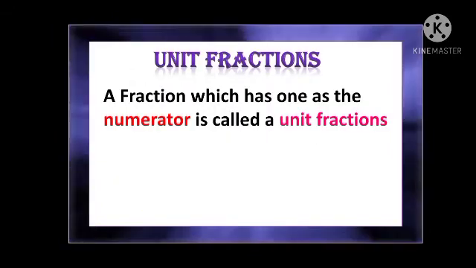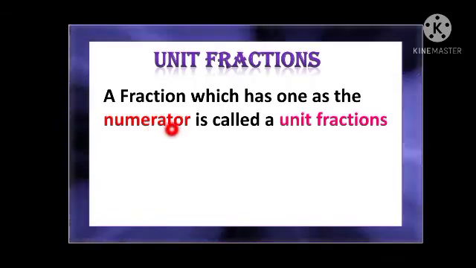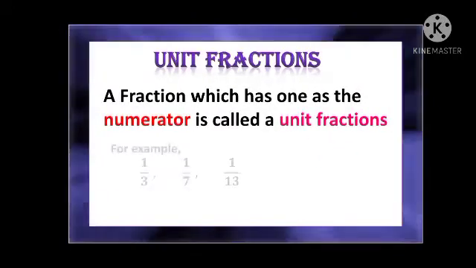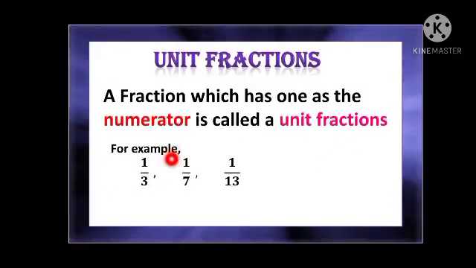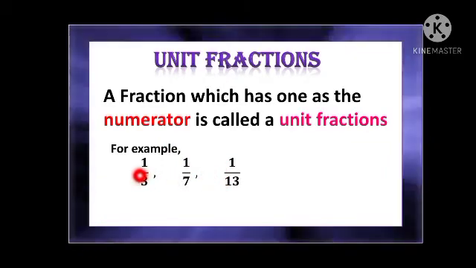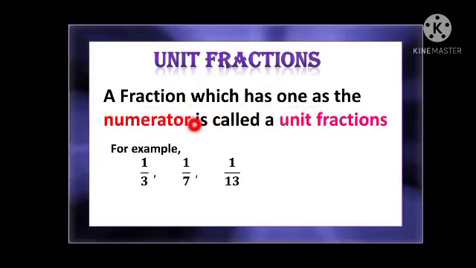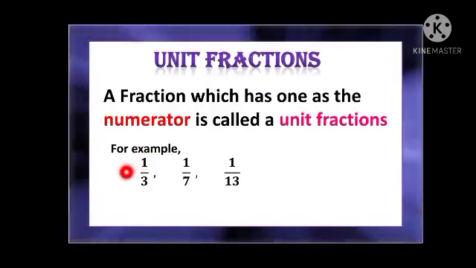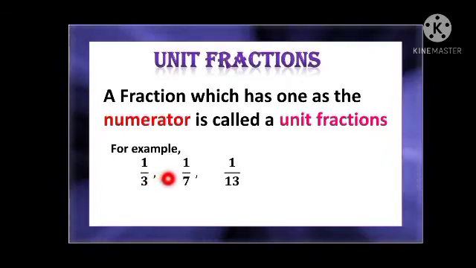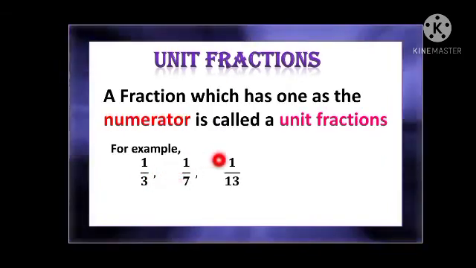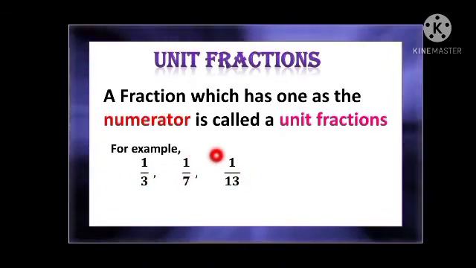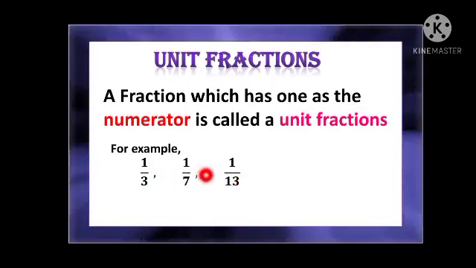Now let's see what is meant by unit fractions. A fraction which has 1 as the numerator is called a unit fraction. For example, 1 by 3, 1 by 7, 1 by 13. Here the numerator value is 1 in each. So 1 by 3, 1 by 7 and 1 by 13 are called unit fractions.